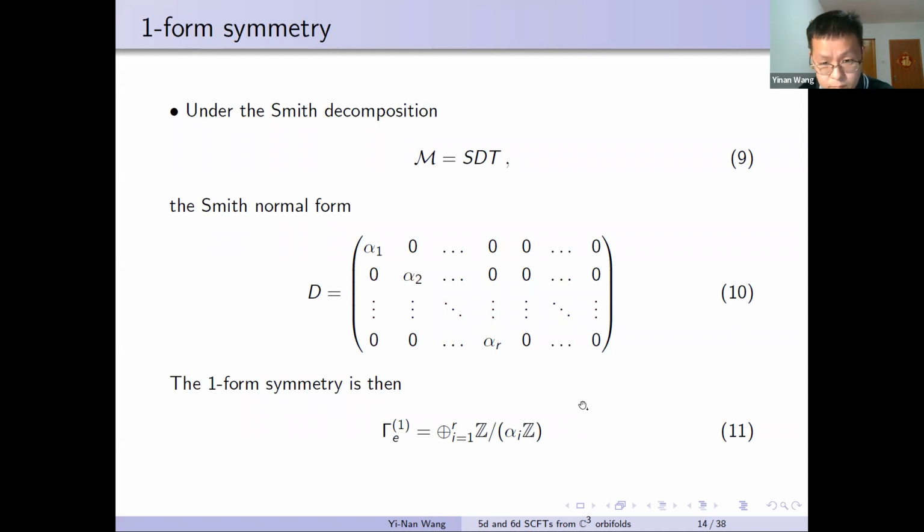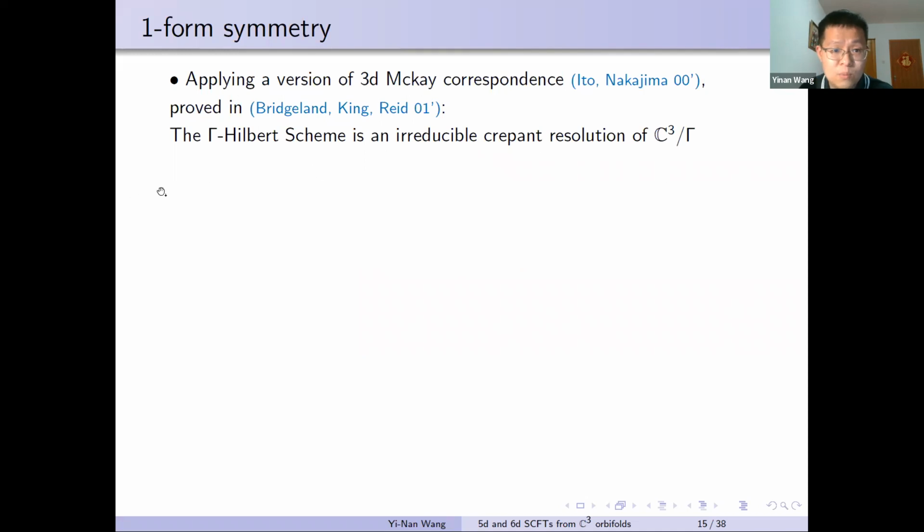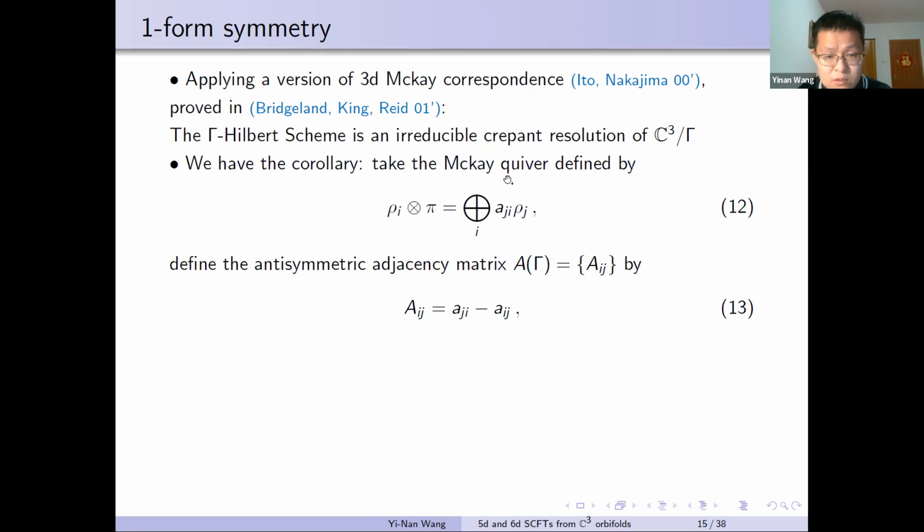in an easy way? It turns out that we can apply a particular version of a 3D Mckay correspondence that was proposed by Ito, Ikari, and Nakajima in 2000, and formally proved by Bridgeland, King, and Reed, which, roughly speaking, says that for every gamma, one can construct a unique irreducible crepant resolution as a so-called gamma Hilbert scheme. I will not talk about the detailed definition, but the important thing for our purpose is that we can apply a corollary which helps you compute the one-form symmetry of the physical theory.